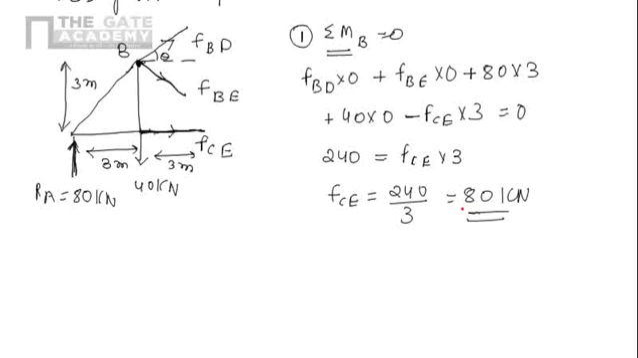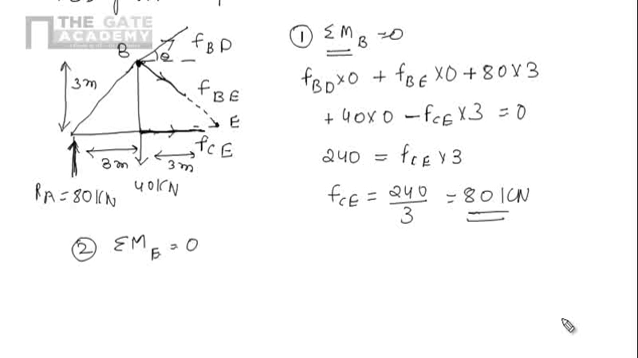So we got the first force, that is FCE equals 240 by 3, which is 80 kilonewton. Let's modify the free body diagram. If we extend the free body diagram, we will get a point E, so we can apply condition number 2 at this point. The algebraic summation of moments of all the forces about E should be 0.